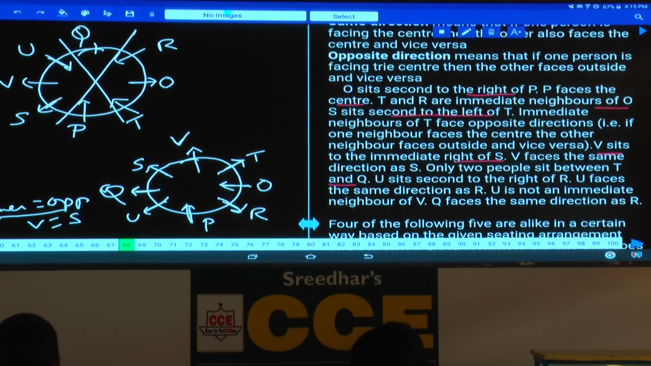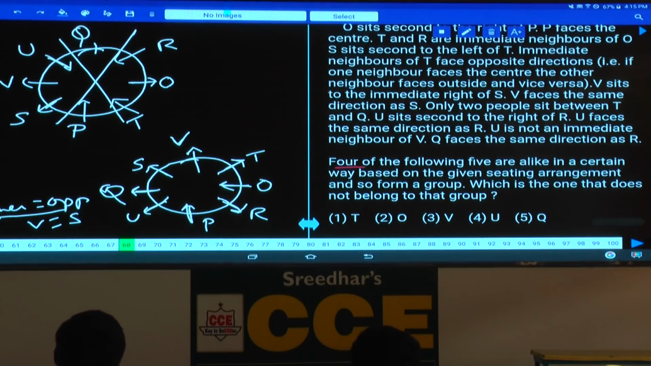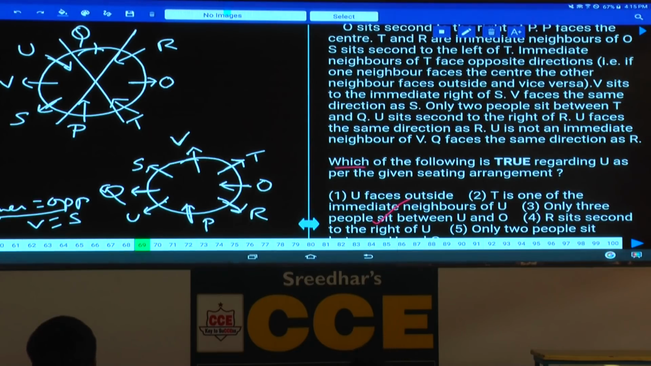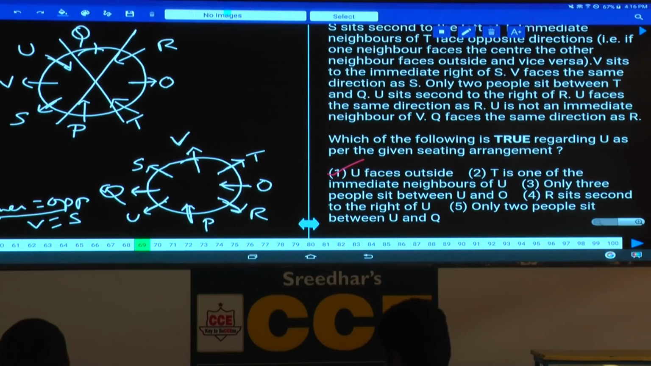Then question number 68. Four out of the following is nothing but an odd man out. Which is the one that does not belong to the group? T is away from the center, O is towards the center, V is away, U is away, and Q is also away, except choice 2. The remaining four persons are away from the center, and O is towards the center, so choice 2. Then question number 69. Which of the following is true regarding U as per the given arrangement? U faces outside is definitely true, isn't it? Hence choice 1 is the answer.